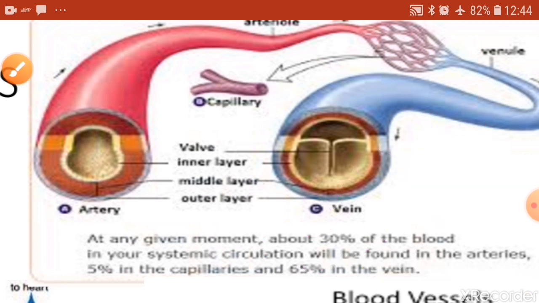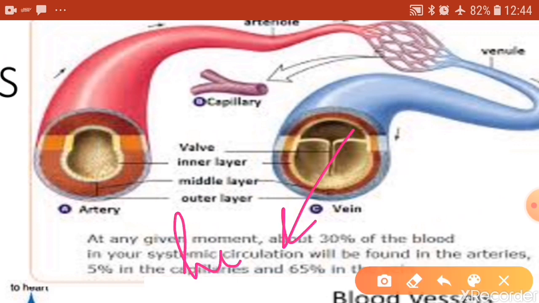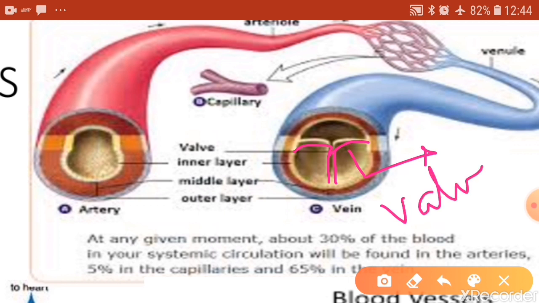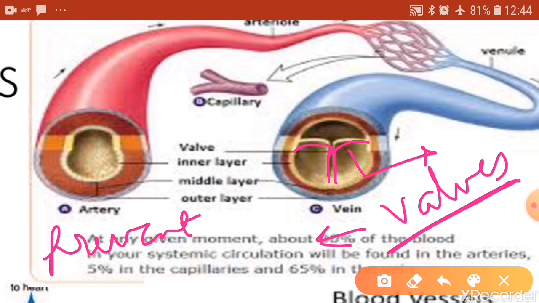Another thing that you find is that in case of veins, because the blood has to go slowly and smoothly to the heart, you find flap-like structures. You see here, there are flap-like structures present in the veins, which are called valves. Try to recall, I have already discussed that the role of a valve is to prevent backward flow of blood. Okay, that is the role of a valve.